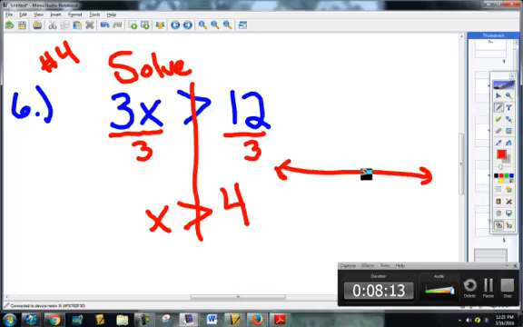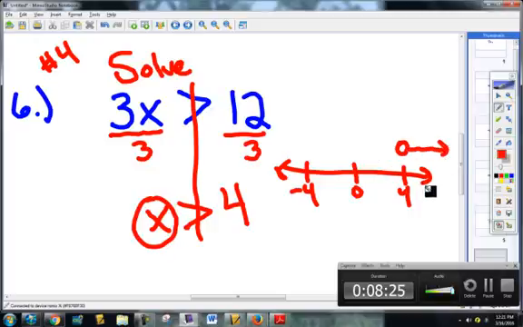You didn't have to, but I'll just show you now. We would put 0, 4, and negative 4. Would this be an open or a closed dot? And then where would our solutions be if we're talking about solutions greater than 4? They would be to the right. Okay, everybody got that? Yeah.